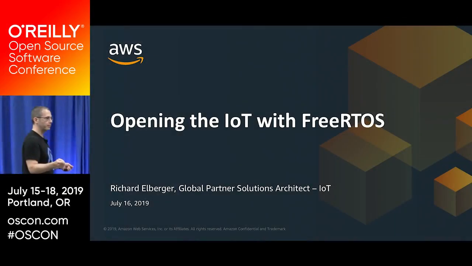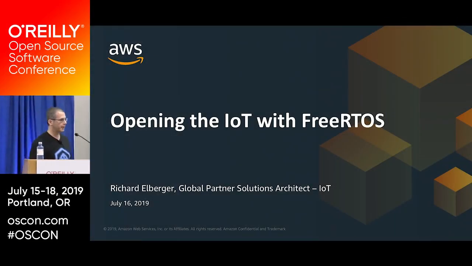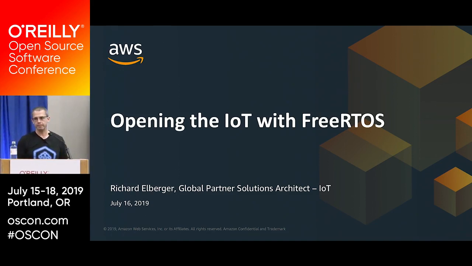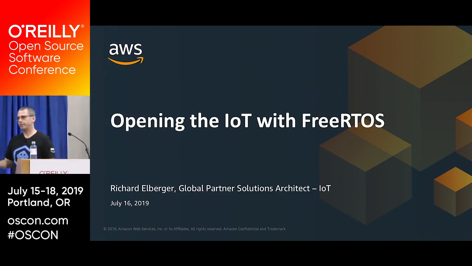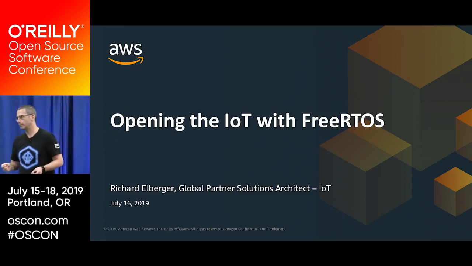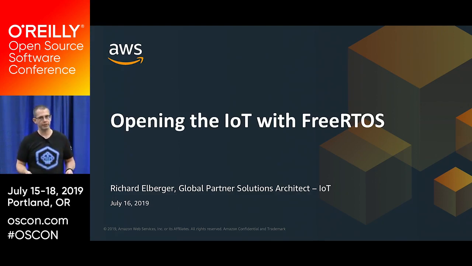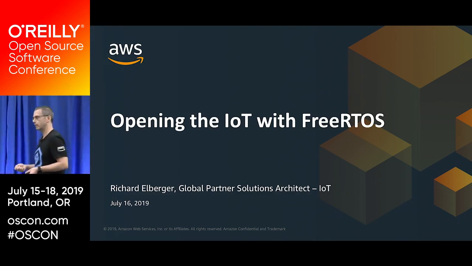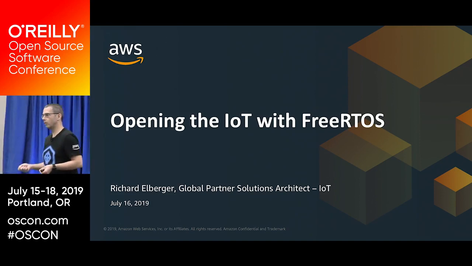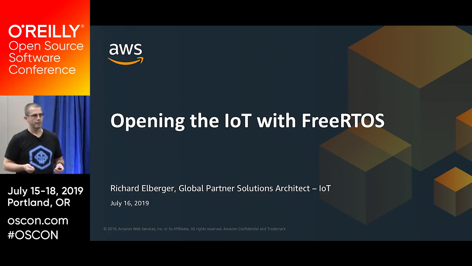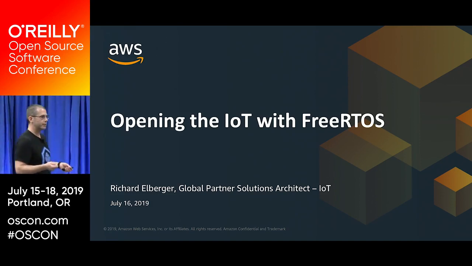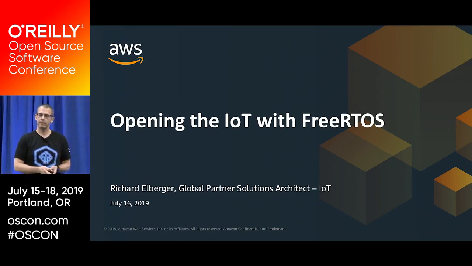My name is Richard Elberger. I'm a partner solutions architect in the IoT segment in the APN, the AWS Partner Network. My day job is working with silicon providers such as Microchip, TI, Xilinx, and Qualcomm. From time to time, I get to do fun stuff like talk to you folks today.